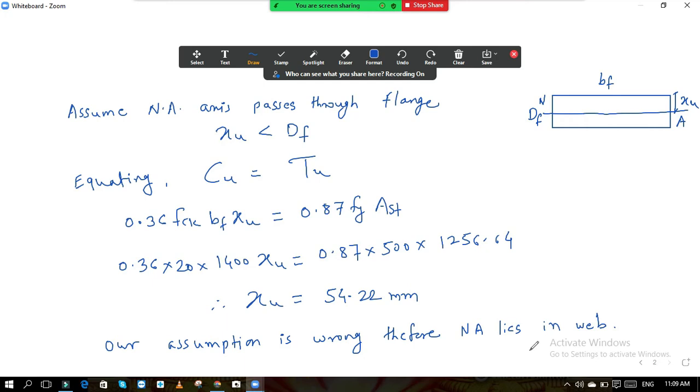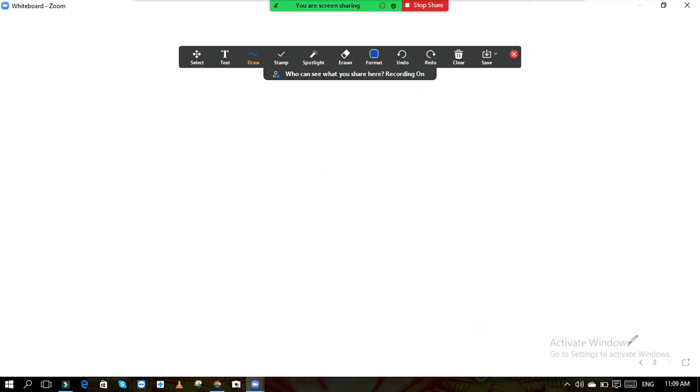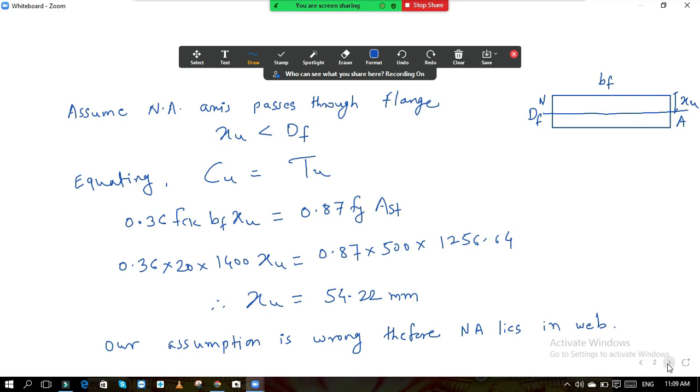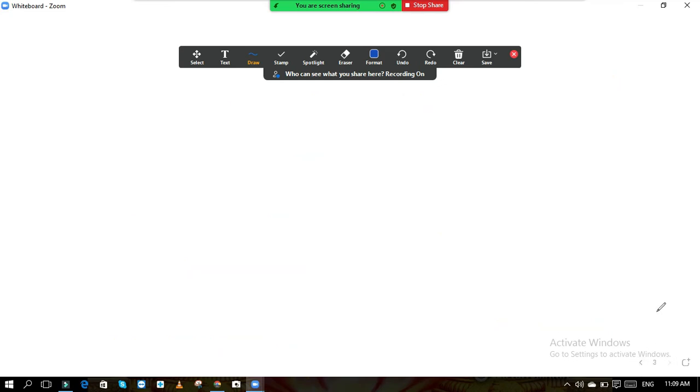From this we conclude that the first condition is not satisfied, so either the second condition or the third condition will be satisfied. So now we will move to the next. Before going to case number 2, you can calculate the value of xu max also, but later on also you can calculate it. There is nothing very critical in this. Here you can see our first assumption is wrong. So now I will go for case number 2.